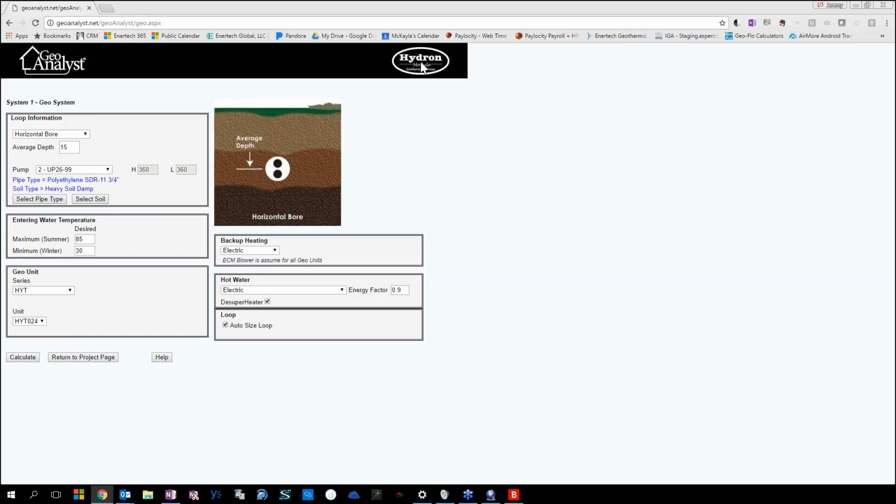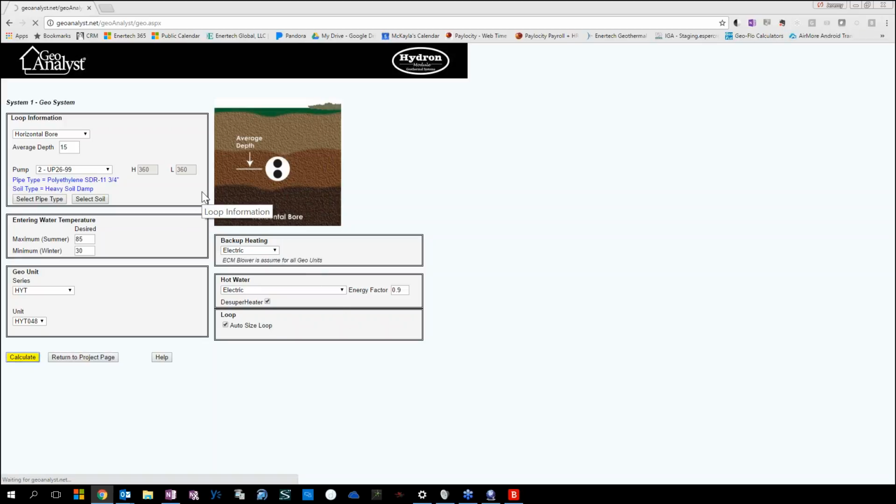This particular example, we've got Hydron Module selected as the brand. At the beginning of GeoAnalyst, I should have shown you, but you could change your brand. Any Enertech brand is listed in here. So for this example, we're going to look at Hydron Module, and we have the series. We're going to use the HYT for this example. And I'm going to just try a 4-ton unit on this job. Backup heat will be electric because this is a packaged unit. Hot water heater will be electric with the superheater. And I'm going to allow this to auto-size the ground loop.